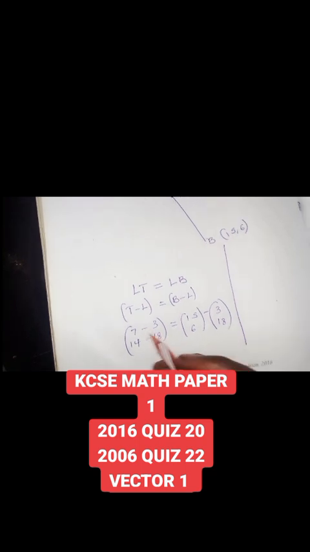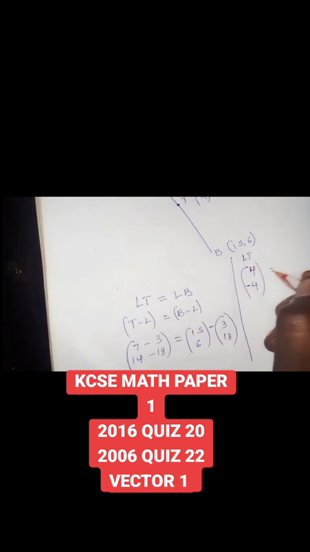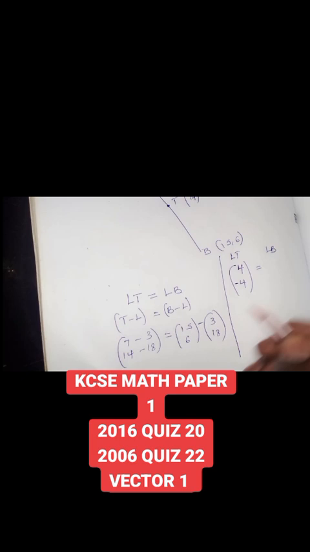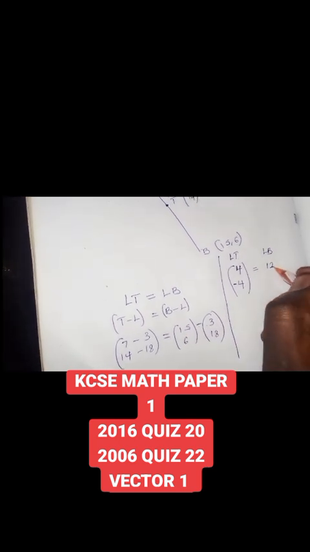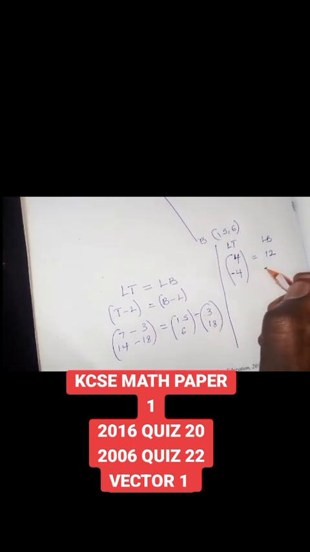So T is 7, 14. I subtract L, 3, 18. This one should be equal to B, which is 15, 6. I subtract L, which is 3, 18. If I do this side, I'll have 4, and the other one I'll have negative 4. This is the line LT. And the line LB, if I subtract 15 minus 3, we have 12, and 6 minus 18, we have negative 12.